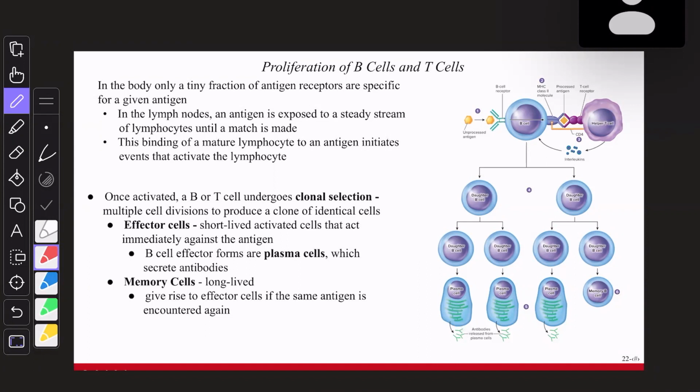They're not going to last very long, right? They're not going to stick around very long. They're going to cause a response and they're going to die off and go away. Okay. The memory cells are longer lived. The memory cells stick around just in case you happen to run into that same pathogen again. Because now you already know how to defend against it and you can respond faster. Does that make sense? Yes.